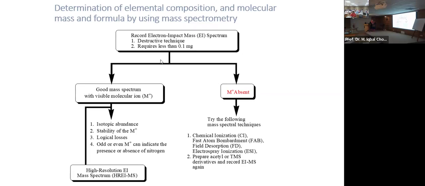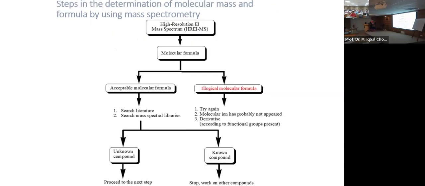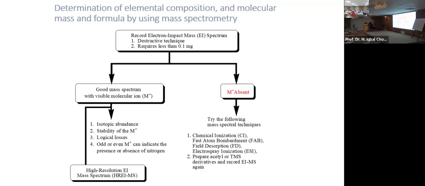And if you have EIMS done and you have a good mass spectrum, then you must have the M positive ion peak. And if you do not have the M positive ion, then you need to go for some soft ionization technique, for example ESI, CI, FAB, FD, etc. First you need to do hard ionization, EIMS, all right? And then you can proceed for soft ionization.